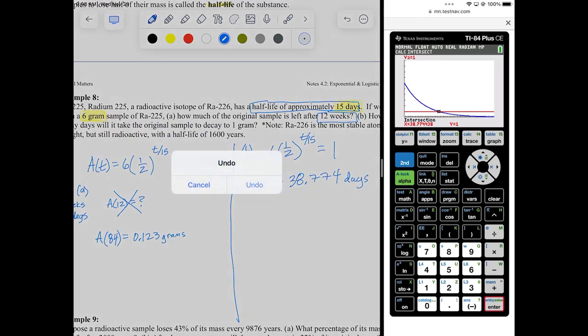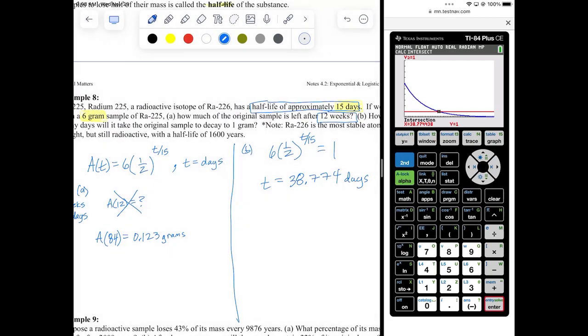So on our final numeric answer, we always put units. And we always round or truncate to 3 decimals. It doesn't matter. There you go.